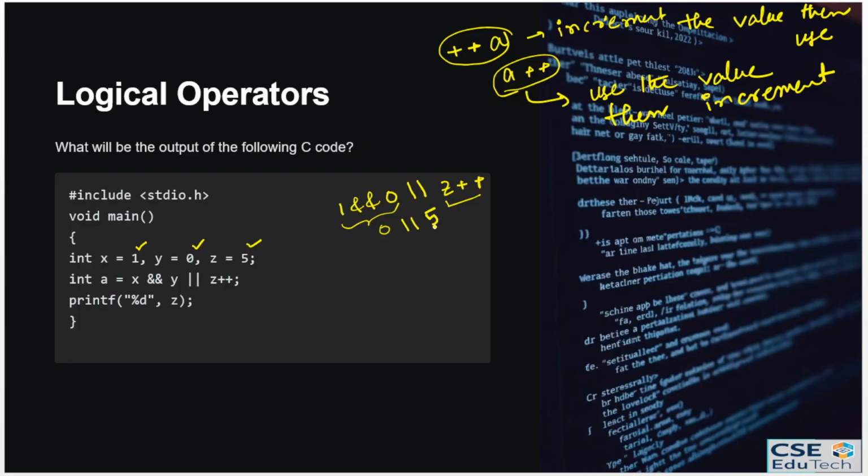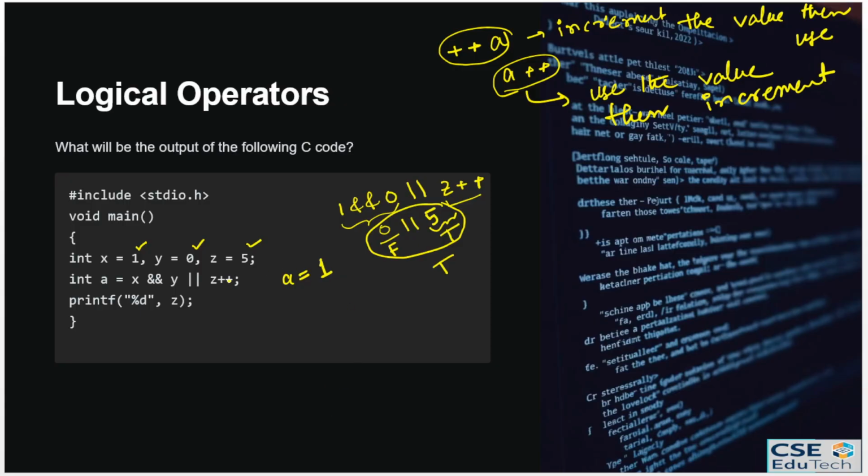Any non-zero value is considered true, and zero is false. Now in the case of the OR operation, true OR false always gives the output true. So here 5 is true, and false means 0, so the result is true. That's why the value 1 will be stored in A. So the value of A will be 1.